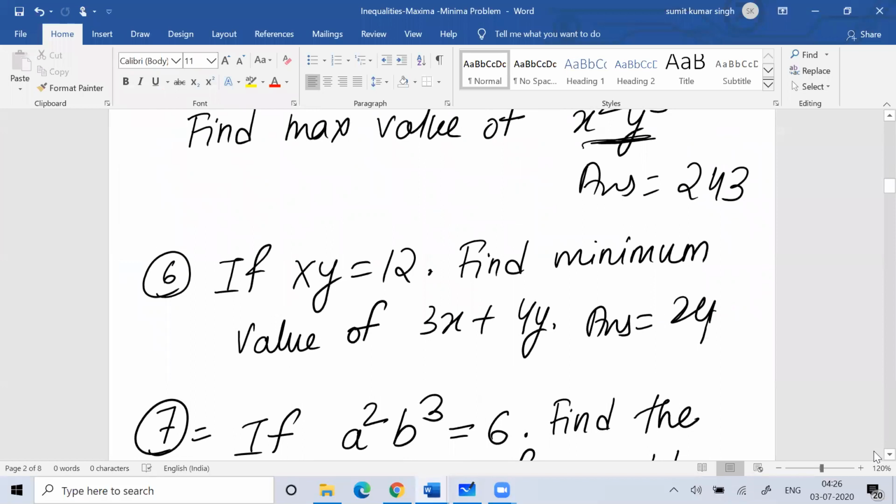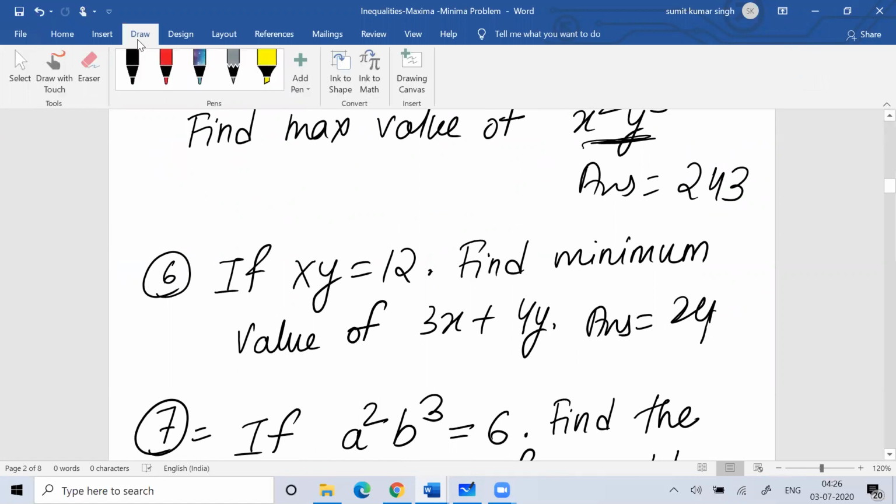Now if x into y is 12, find the minimum value of 3x plus 4y. If the product is constant, then the sum will be minimum only. So if x into y is 12, what you can do is write x plus y by 2 that would be greater than or equal to root of xy. You can write it like this.